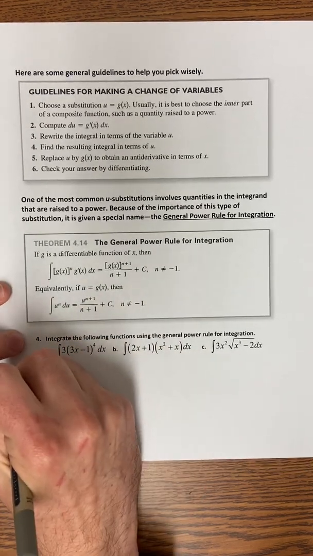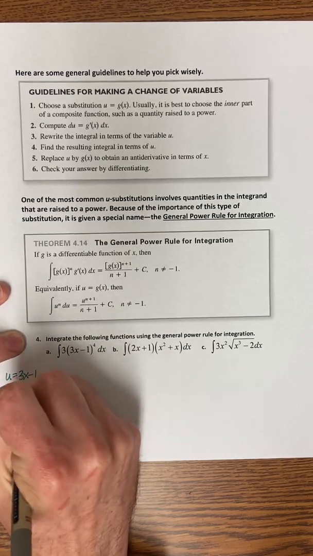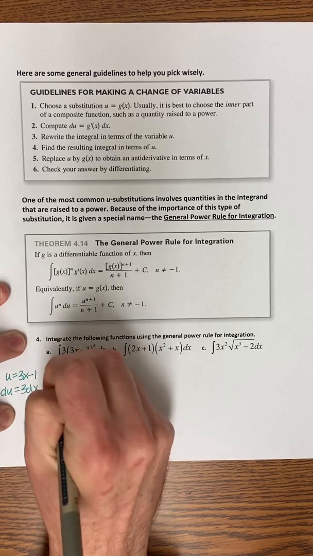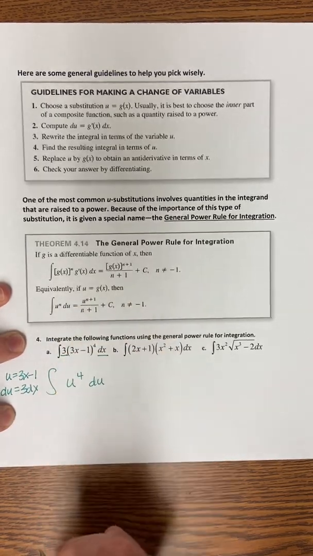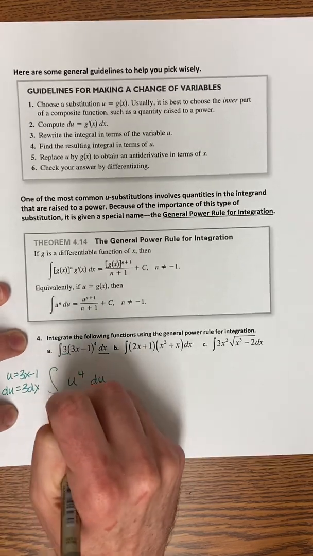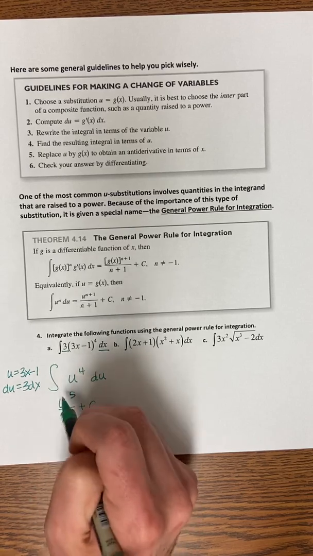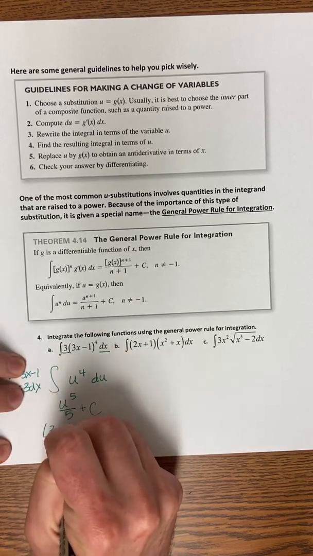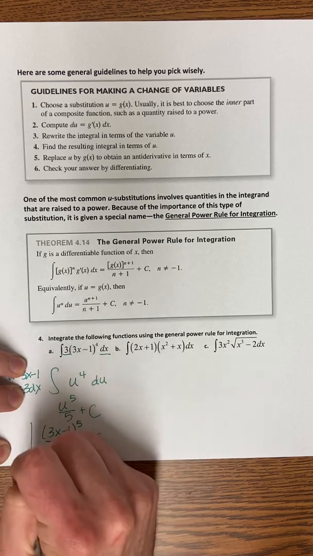Now again, if you let u equal 3x minus 1, then du equals 3 dx. This integral, here's our du, becomes u to the 4th du. The integral of that is u to the 5th over 5 plus c. But what was u really? It's (3x minus 1) to the 5th over 5 plus c.